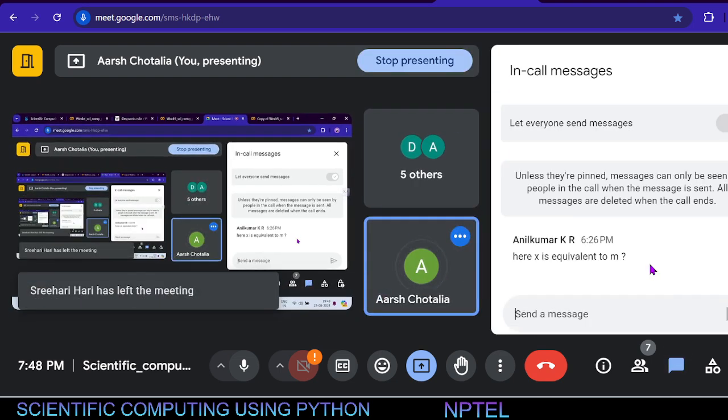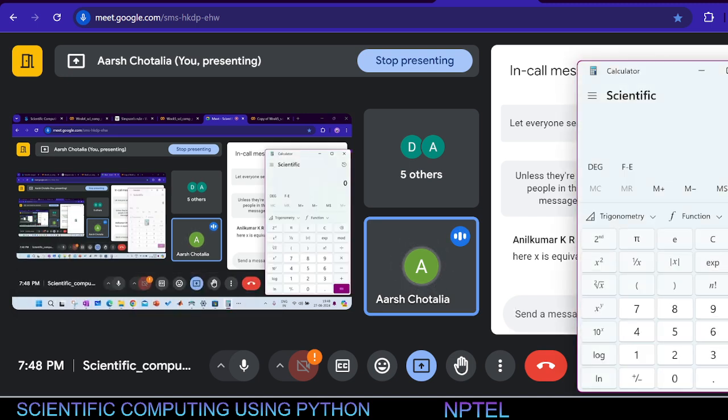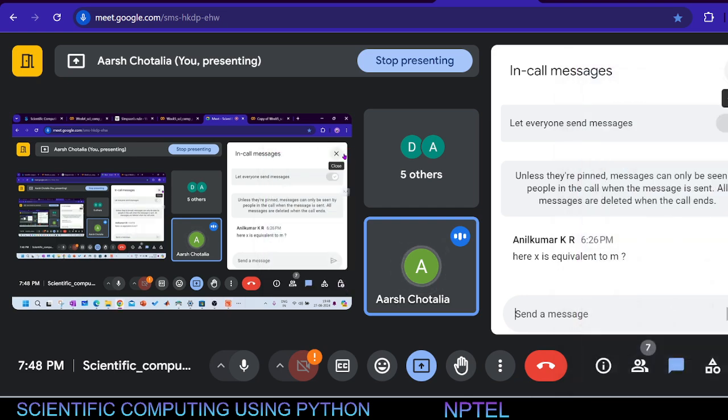Some comments. Here x is equivalent to m. It's 626. So if you ask in the chat box, I cannot answer. Then can you clarify what was this question? Or maybe they left.